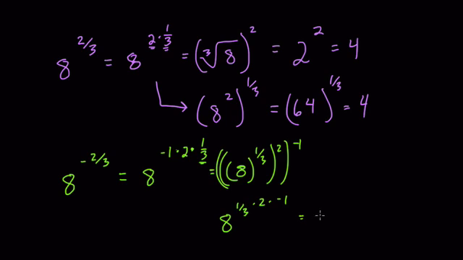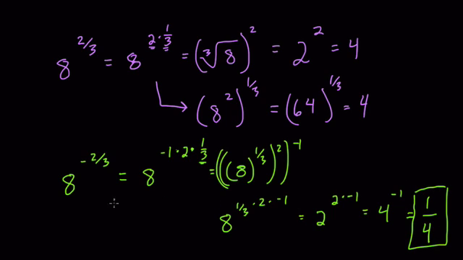So here the third root of 8 is 2, and we still have 2 squared, times negative 1. So I'll write negative 1 the same size as 2, so we don't get confused. And then 2 squared is 4, and 4 to the negative 1 power is 1 over 4. It means 1 divided by 4. So you can apply that exponent in any sequence.